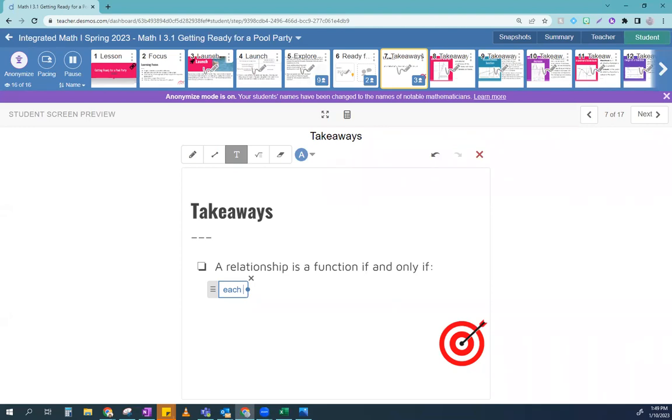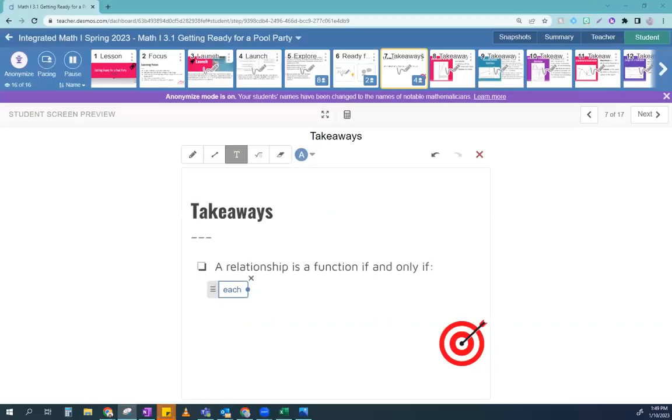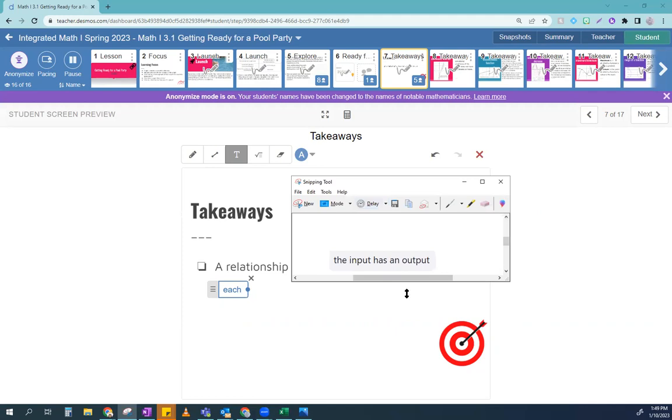Yeah, very good. I need to snip this. Let me snip what you guys wrote. So someone said each input has only one output. Remember, we talked about this as the birthday function, right? Each person has only one birthday.